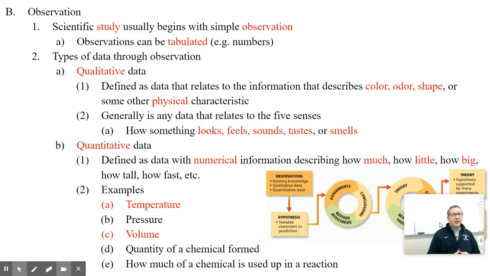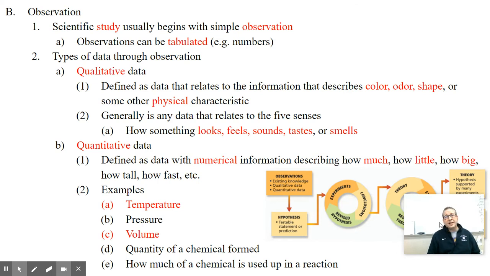Let's start with observation, okay? A scientific study usually begins with an observation. Observations can be tabulated, meaning they can be dealt with using numbers. For instance, if you're just trying to see how many geese are at the pond on a particular day when it's really cold, you could jot those down and follow that number day in and day out.